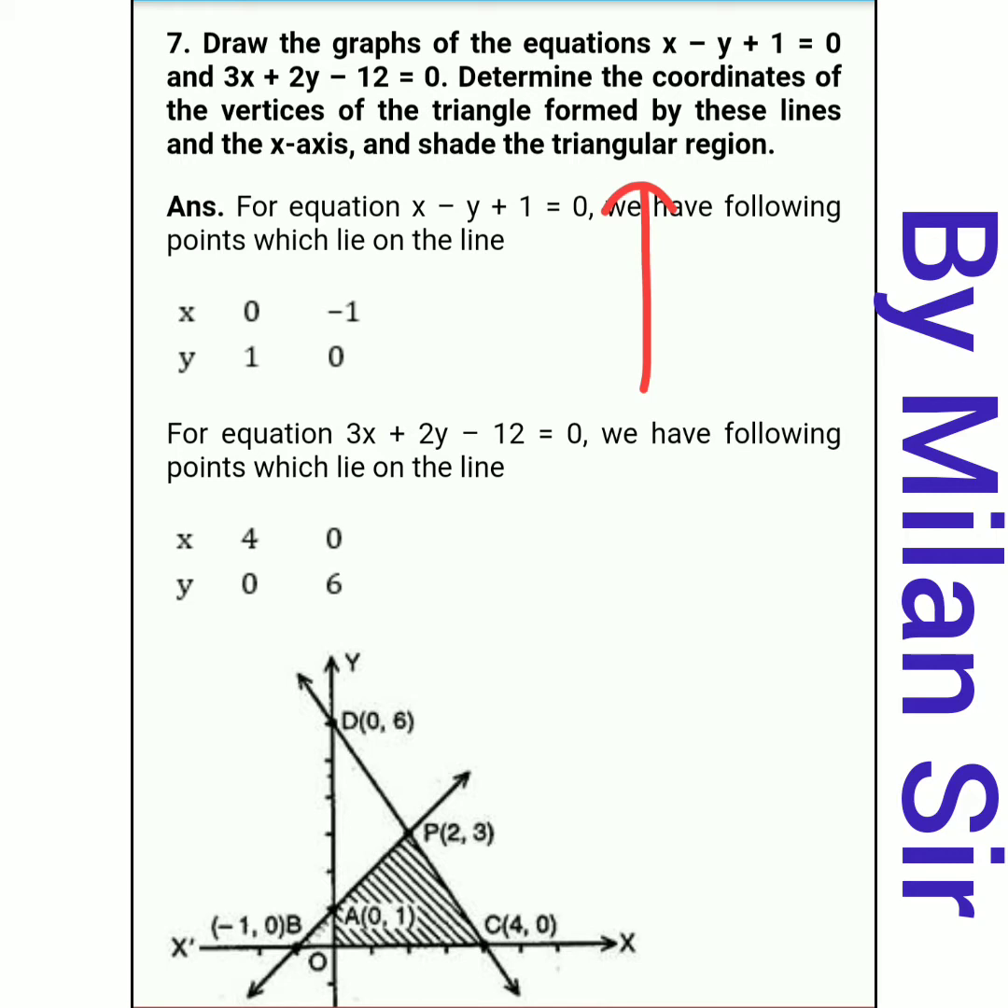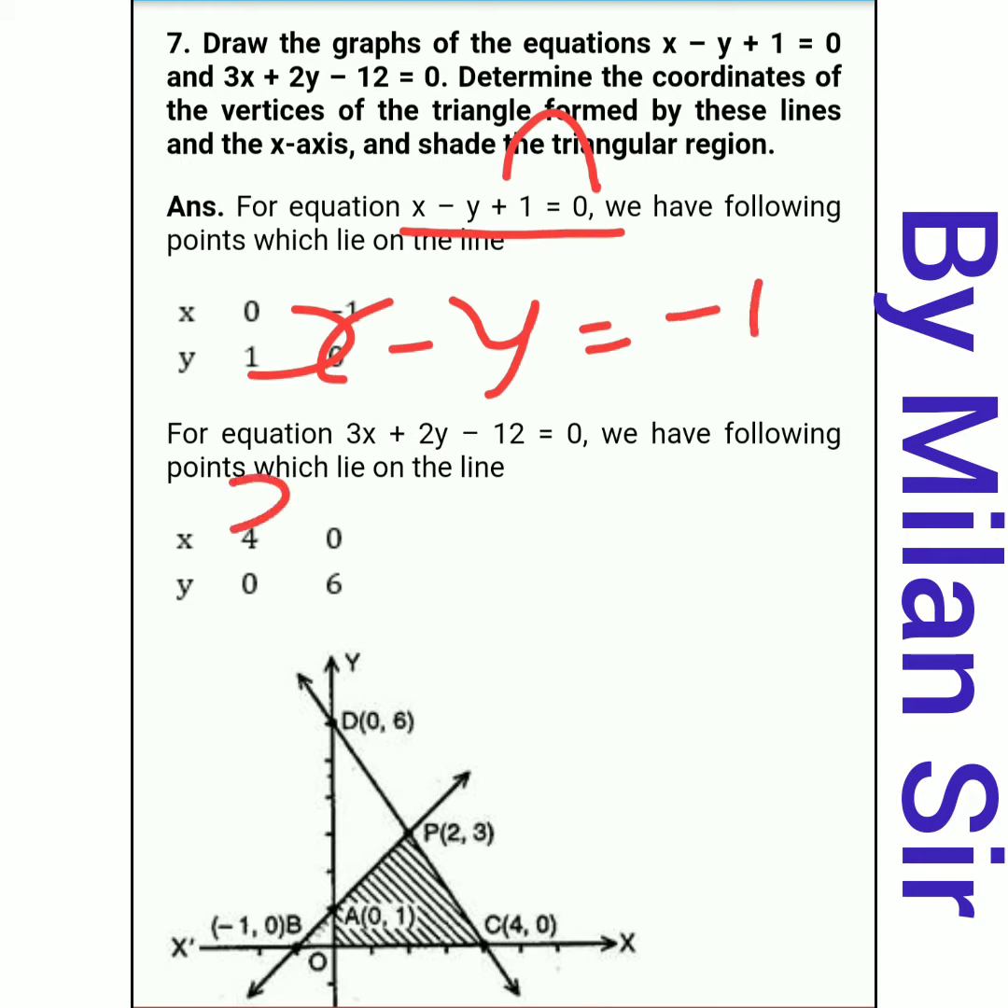Before that, we need to draw the graph of these two lines, and we need to form a triangle with the x-axis. Okay, so we need to draw the graph. We already learned this method in exercise 3.1, how we can draw the graph, right? So our first equation is x minus y plus 1 equals 0. I can write it like this: x minus y, transfer this 1 to the right hand side, it becomes minus 1. Okay, now put x equals 0.